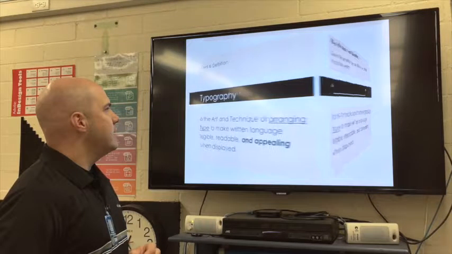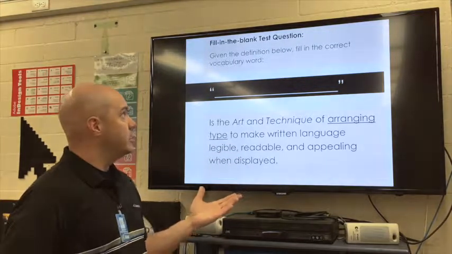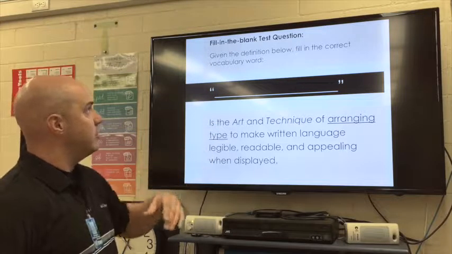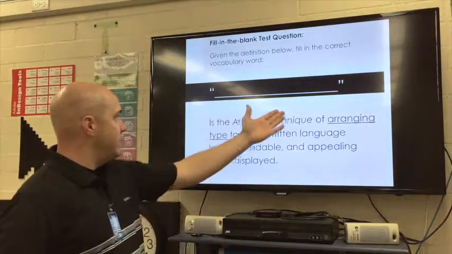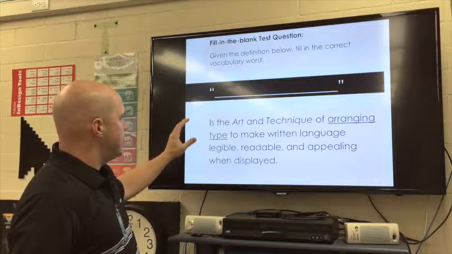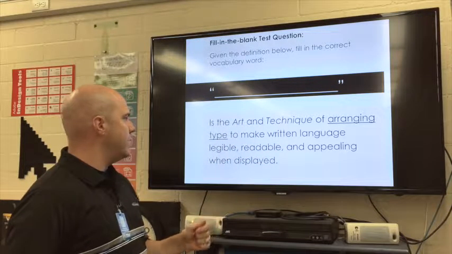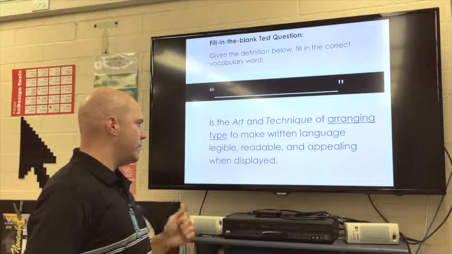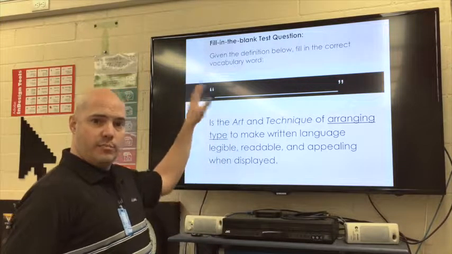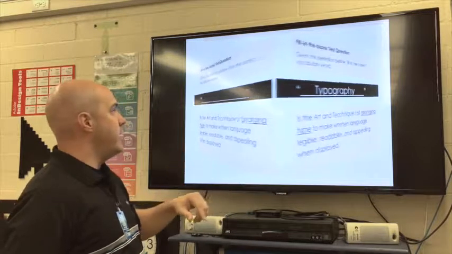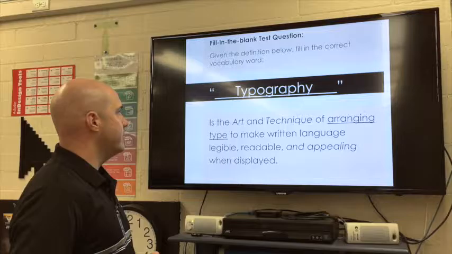So in this class, you're going to be given a question similar to this, and it'll say, given the definition below, fill in the correct vocabulary word. So you're going to have a blank space, and you'll have a definition that says, blank is the art and technique of arranging type to make written language legible, readable, and appealing when displayed. So if you were to see this question, what would you write on the blank line? That's right, you would write the word typography, because this is the definition for the word typography.